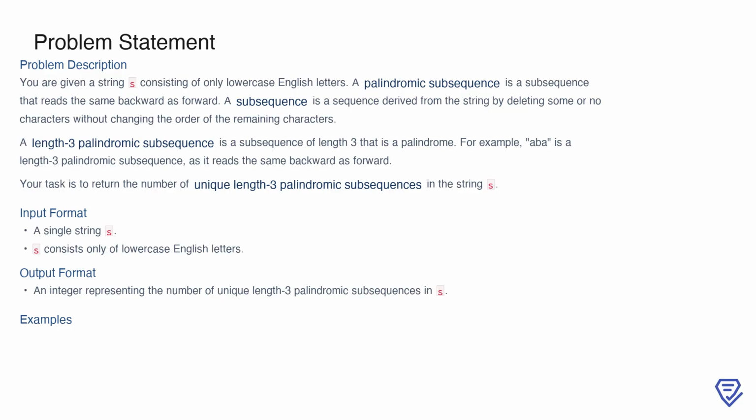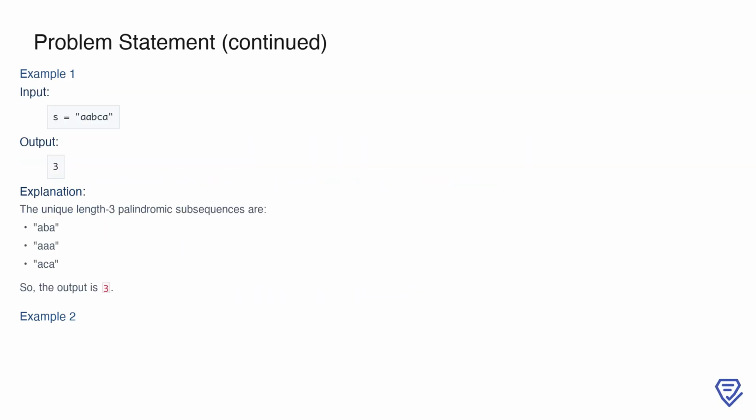The input is a single string consisting only of lowercase English letters, and the output is an integer that represents the count of these unique subsequences. Let's look at the first example to make this clearer.